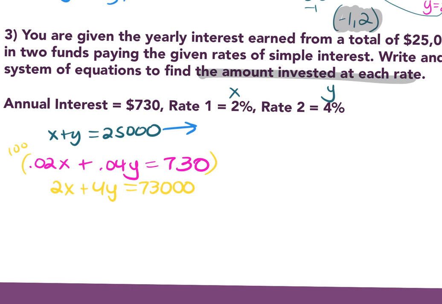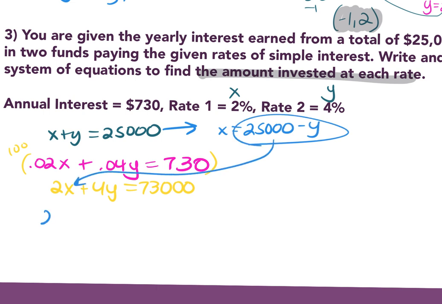So I would strategically plan which one I would cancel out. If I want to solve for x, then I'm not going to eliminate the x. I'm going to keep the x. If I want to solve for y, then the other way around. But this one wants both, so it doesn't really matter. So I'm going to say x equals 25,000 minus y, and then I'm going to take that and plug it into the x. So 2 times 25,000 minus y plus 4y equals 73,000.